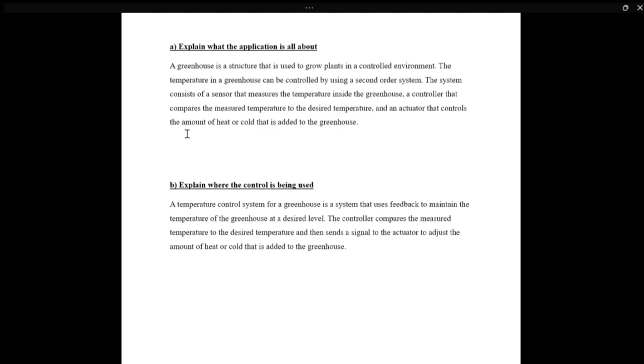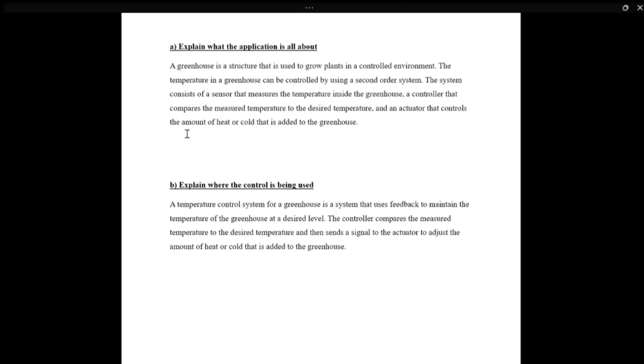For the first part, I will explain about the application of a greenhouse. A greenhouse is a structure that is used to grow plants in a controlled environment. The temperature in a greenhouse can be controlled using a second order system. The system consists of a sensor that measures the temperature inside the greenhouse, a controller that compares the measured temperature to desired temperature, and an actuator that controls the amount of heat or cold that is added to a greenhouse.